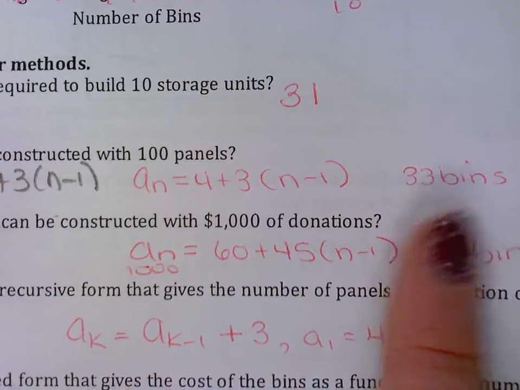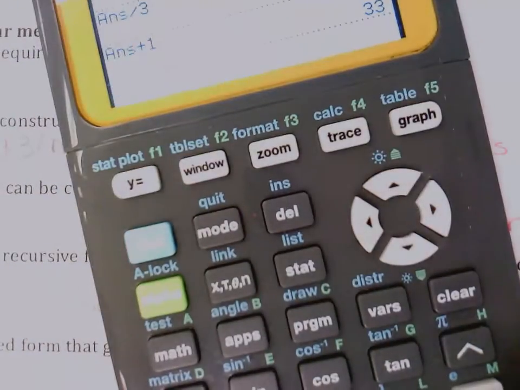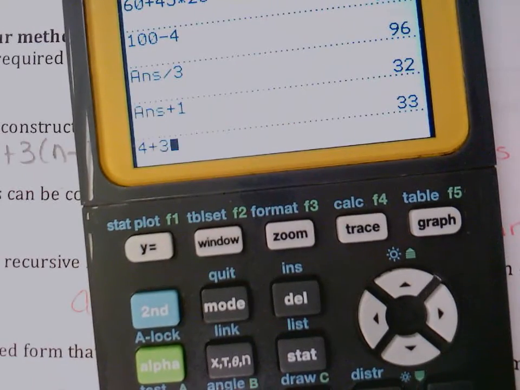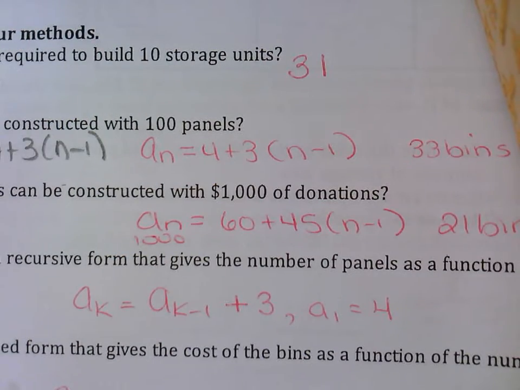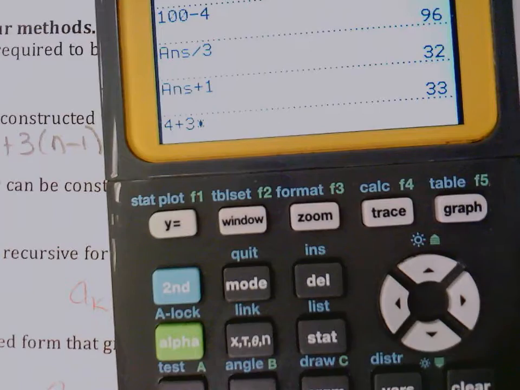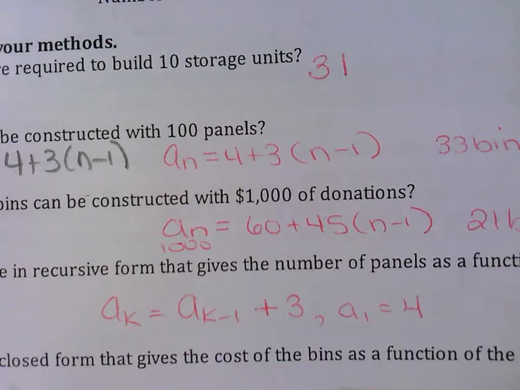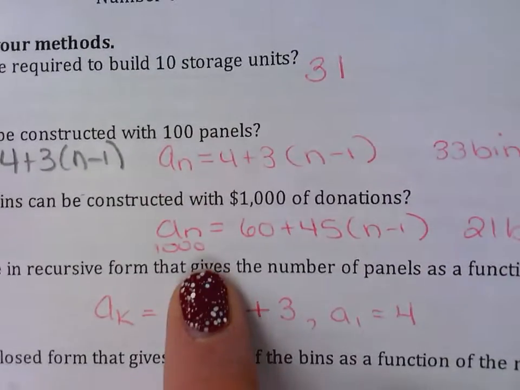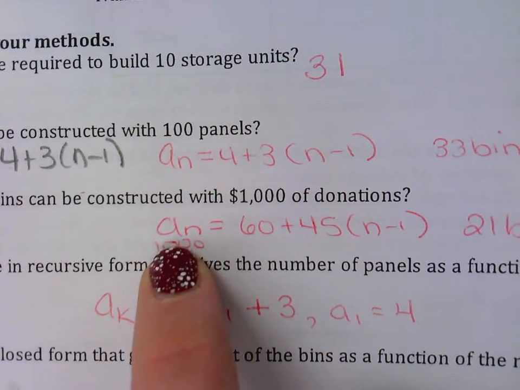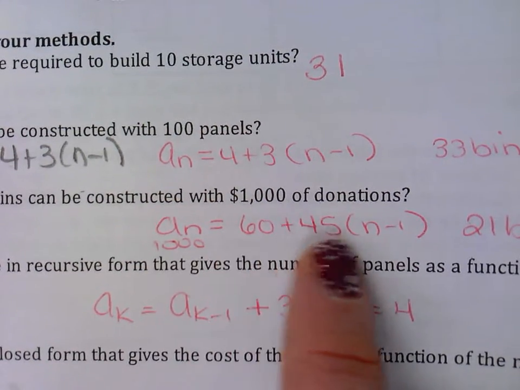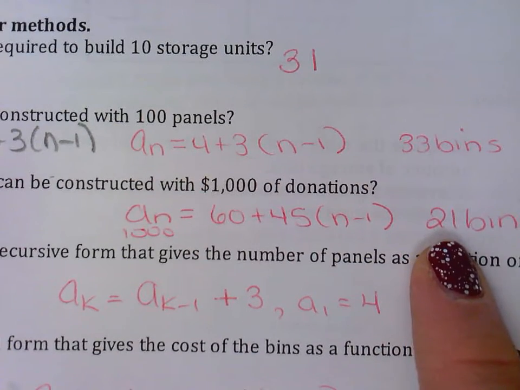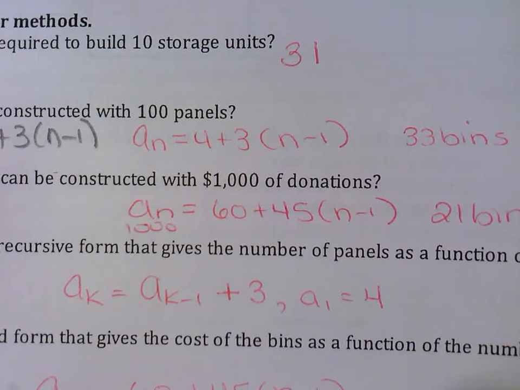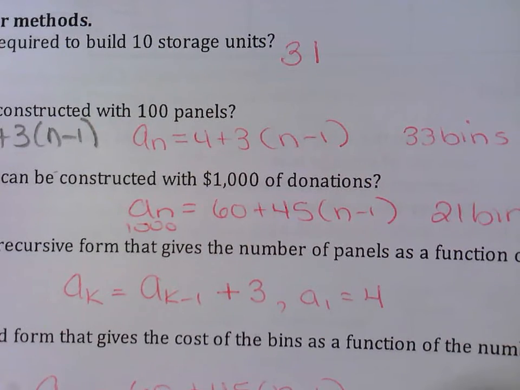And then you could check your answer, right? Because you could do 4 plus 3 times, let's see, we said 33 bins. So if I do 3 times 32, that gives me 100 panels. So I can double check that it worked. And then here's my solving with donations. I did 1,000, and then I did my formula 60 plus 45 times n minus 1. Now here you can't round up. So I got 21 bins. If you do 22 bins, you're actually over the $1,000 mark.